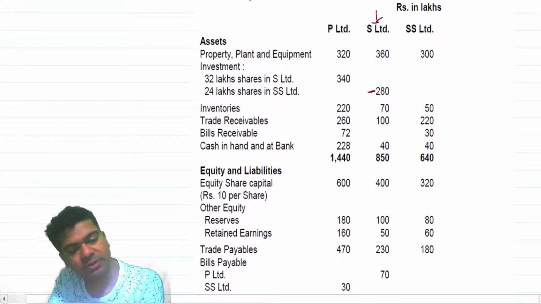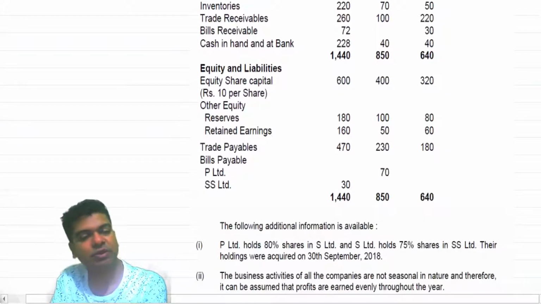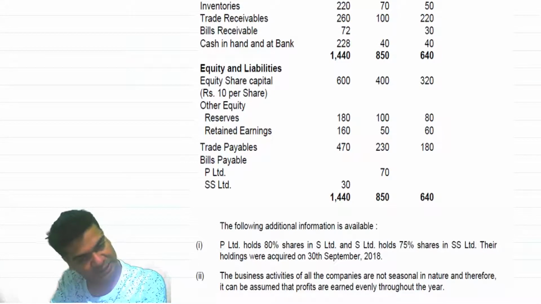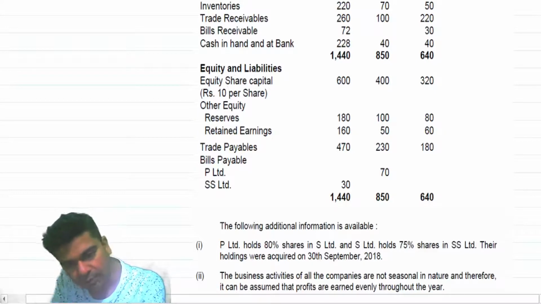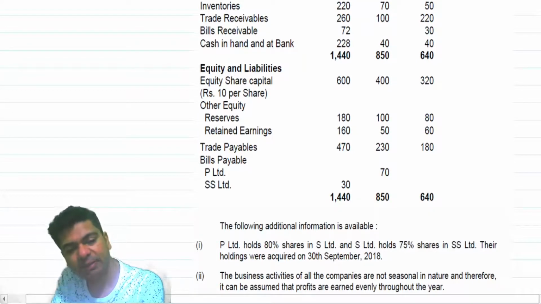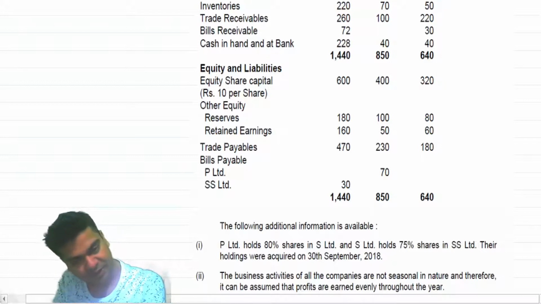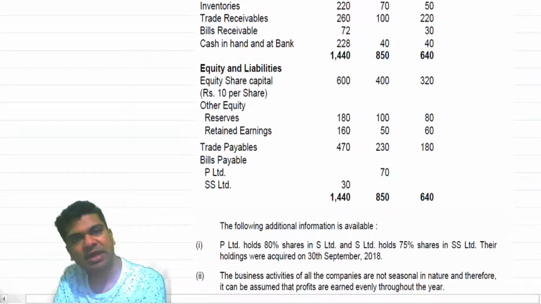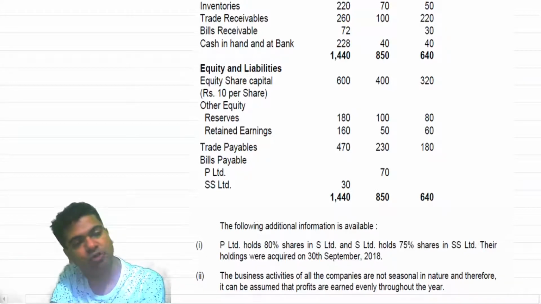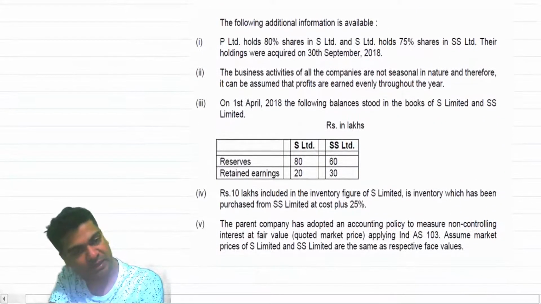Inventories, trade receivables, bills receivables, cash in hand and at bank. Equity and liabilities, they have given us the equity share capital. Shares are of 10 rupees each. In other equity, we have reserves and retained earnings, trade payables, bills payable, and then they have given us P Limited and SS Limited. So bills payable are against the parent company, the bills payable are against the other subsidiary company. Okay. So the parent and the subsidiary must have done transactions with each other, and then they are having some outstanding balances. They are saying the following additional information is available.